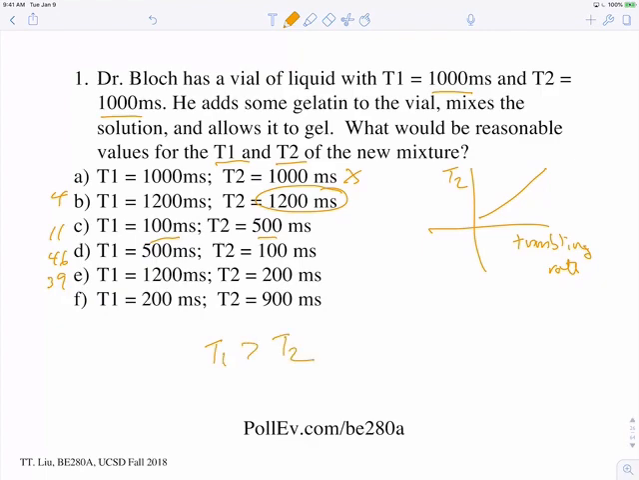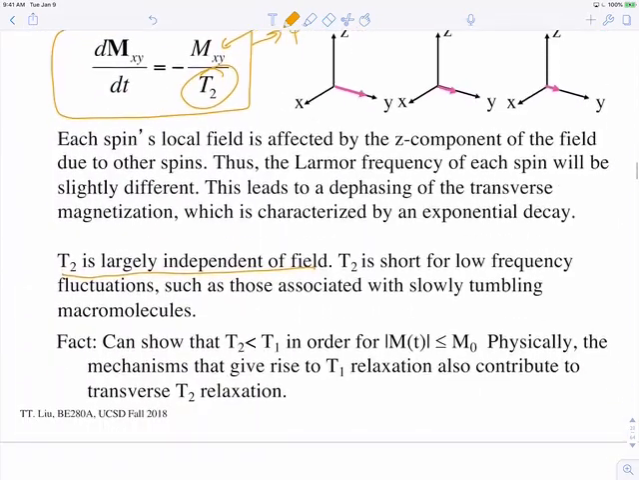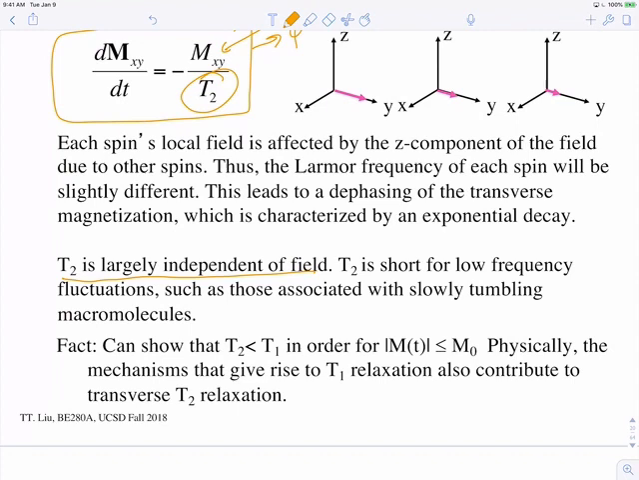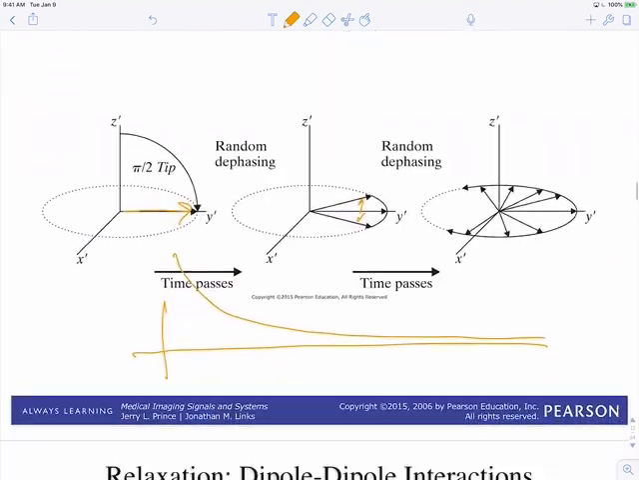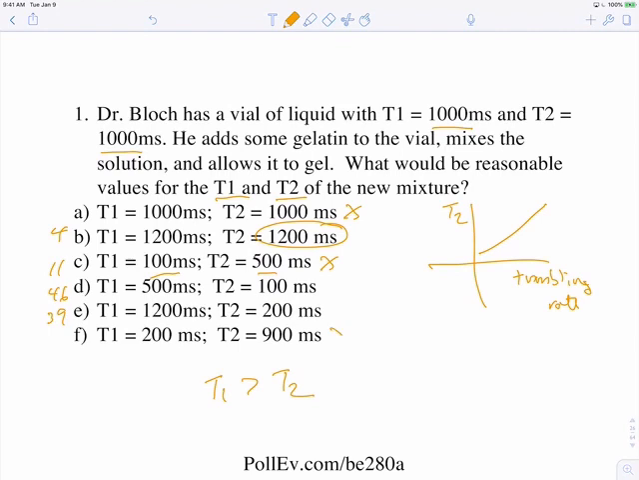Okay, so we didn't really talk about that, but I think there was a note here. It is just a fact, and it can be shown, that T1 is always larger than T2. Physically, that's because the mechanisms that give rise to T1 can also give rise to T2, but it's sort of a superset, and so anything that causes T1 will also cause T2. So in general, just know that T1 is always greater than or equal to T2, right? And so we can rule this out, and we can also rule this one out.